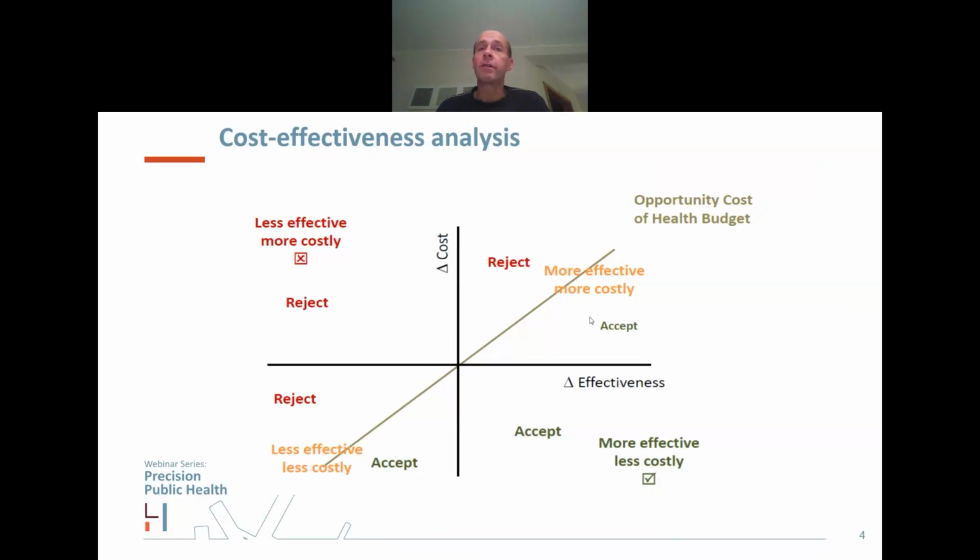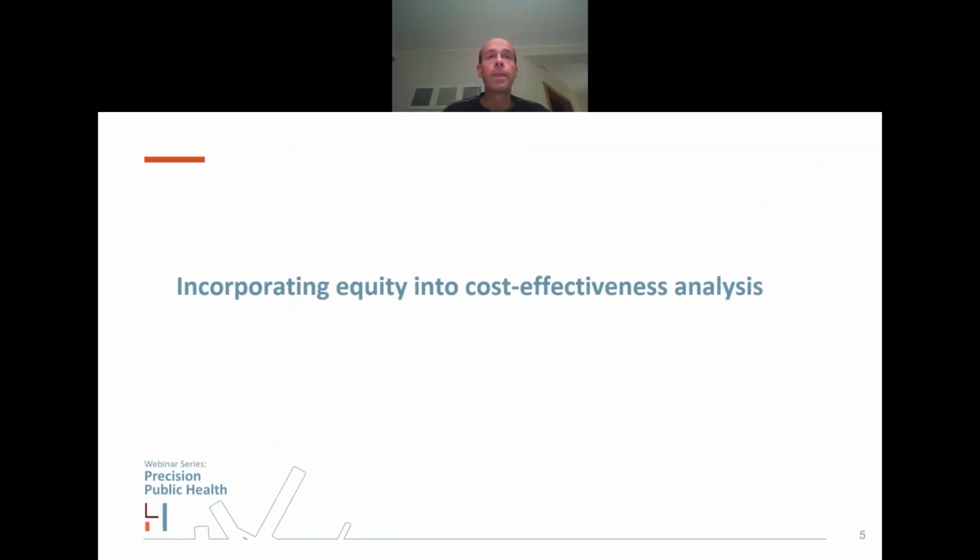If our intervention is below that, then we would accept it because it has a high enough additional effectiveness for the higher costs. If it's on the left-hand side of that, we would consider it cost ineffective. Same goes for the southwestern quadrant, where we may have a less effective but less costly intervention. So again, there's a decision to be made here.